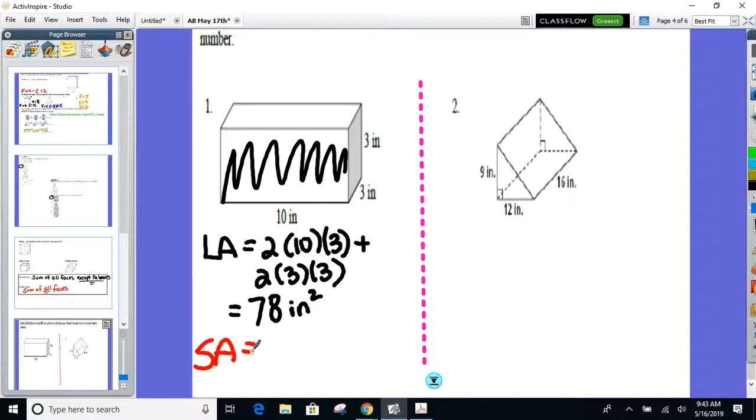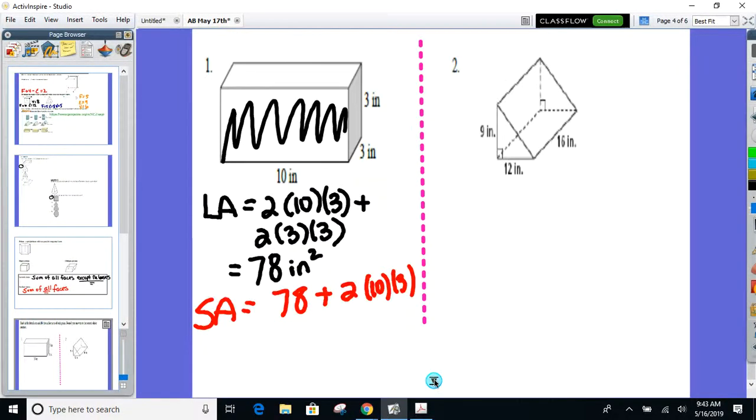Most of your work is done. Why? You already know that 78's there. Now we're going to add in the bases, which are, what's the dimensions of the bases? 10 by 3, and how many of them are there? 2 that are congruent. So my surface area, 138 square inches still, surface area. All good. Anything you want to ask right now?